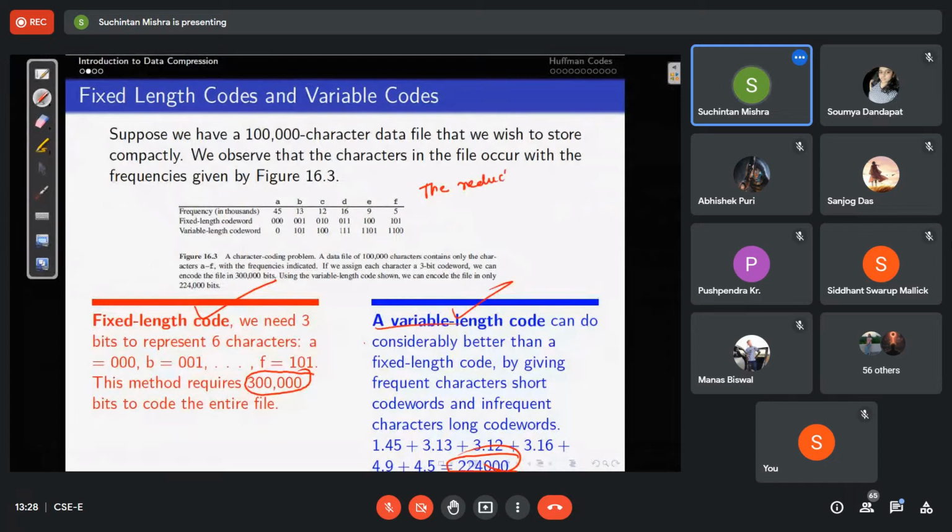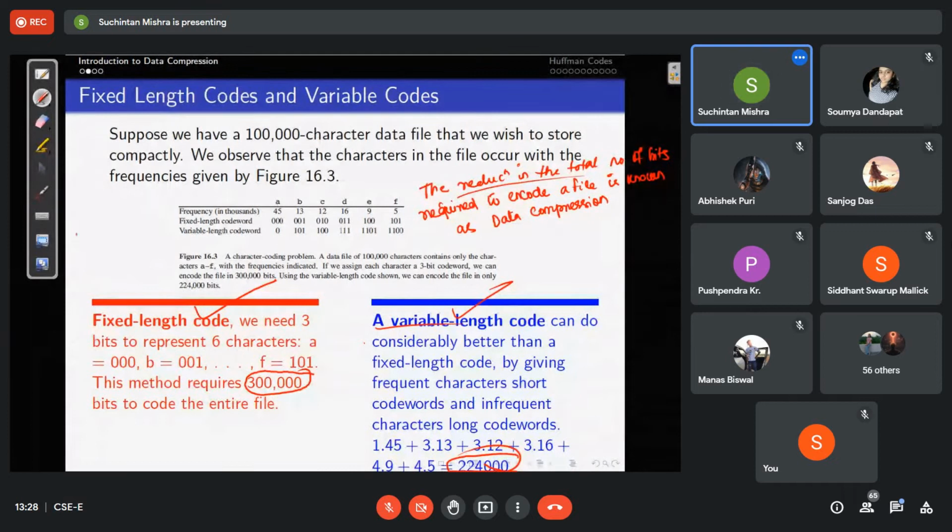The reduction in the total number of bits required to encode a file is known as data compression. What is the meaning? The reduction in the total number of bits. How do we compress the data?